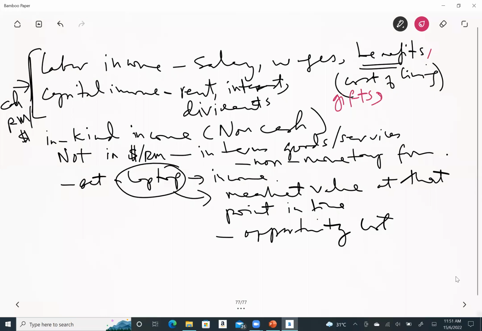Transfer payment. All right, transfer payment, I will come to that afterwards. But now I'm talking about income. Gift, and one more is inheritance.